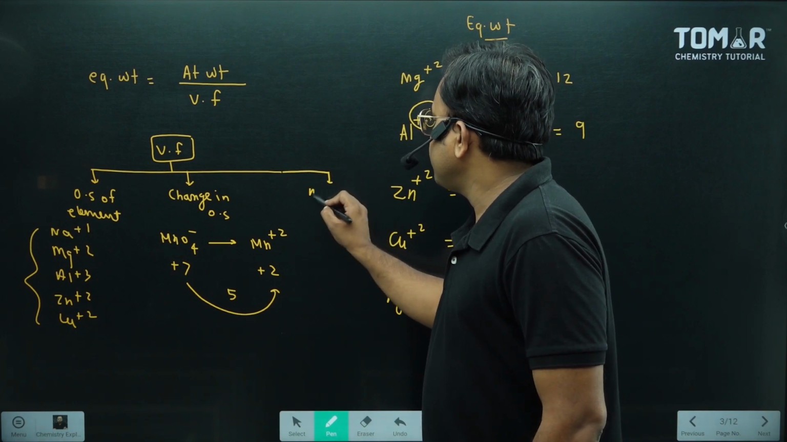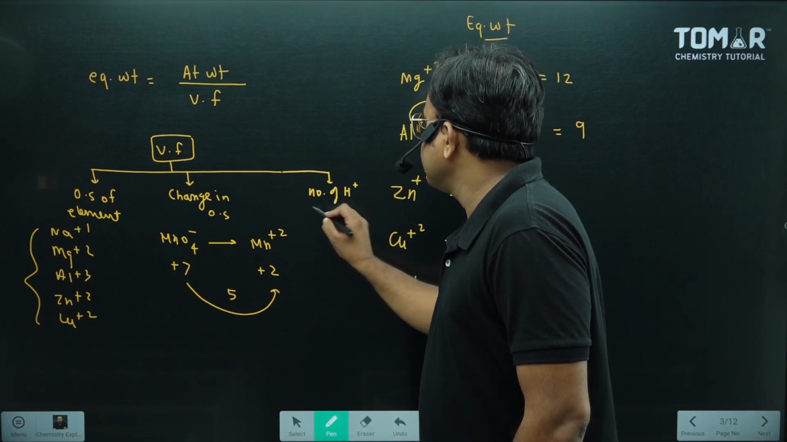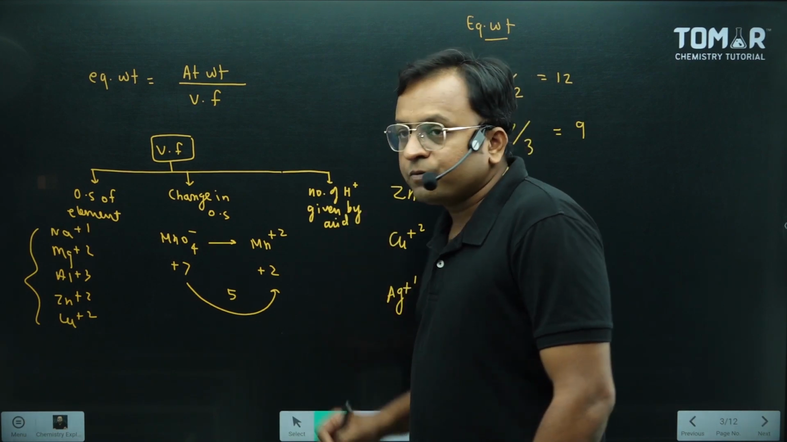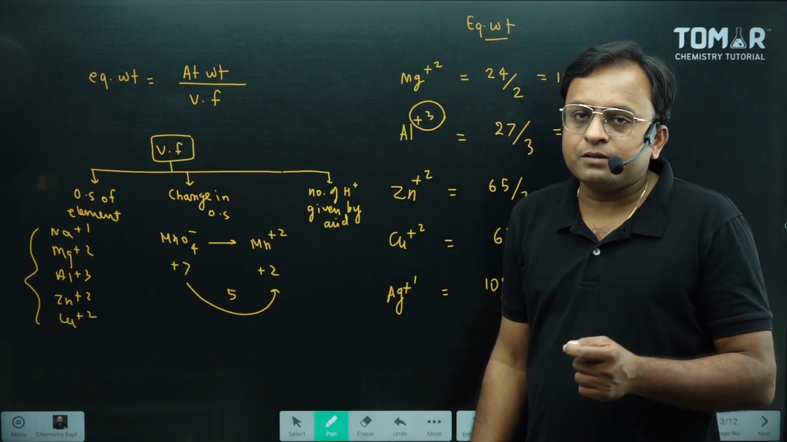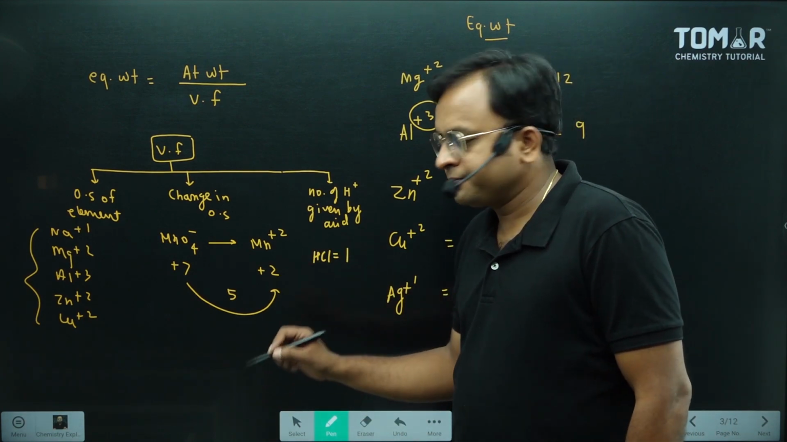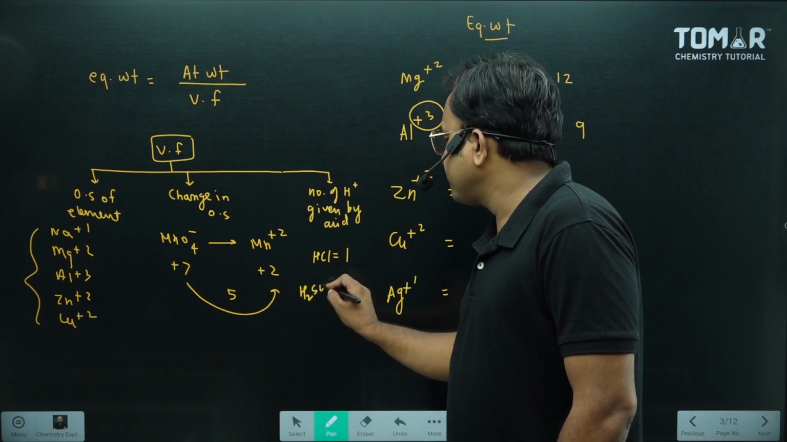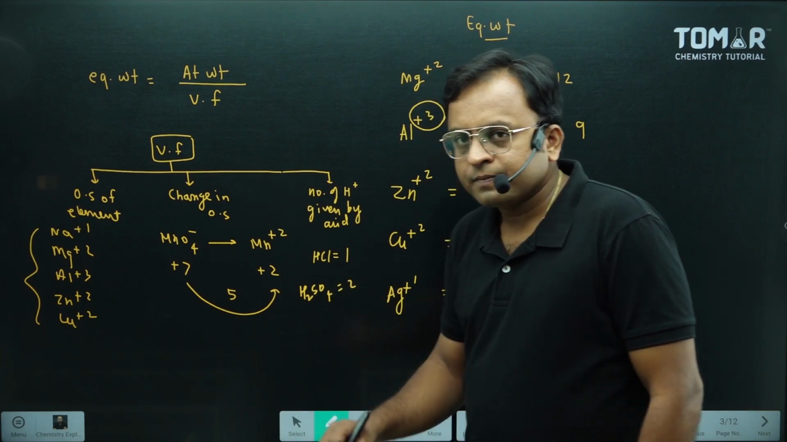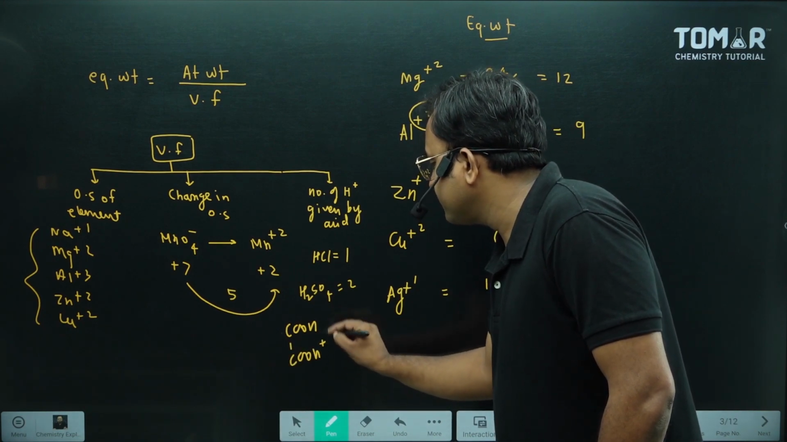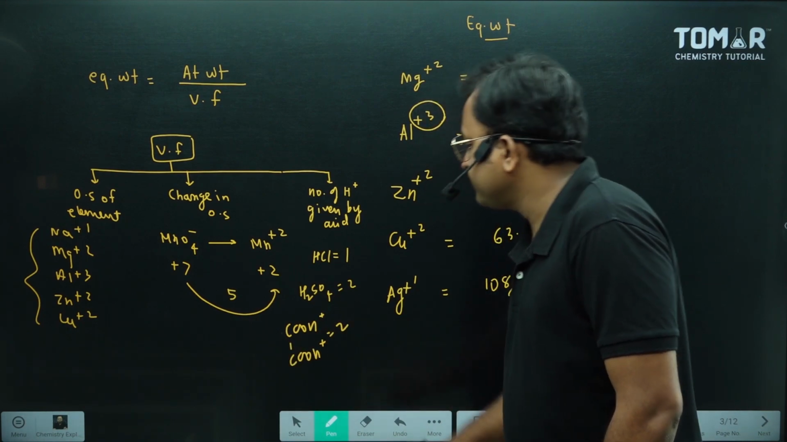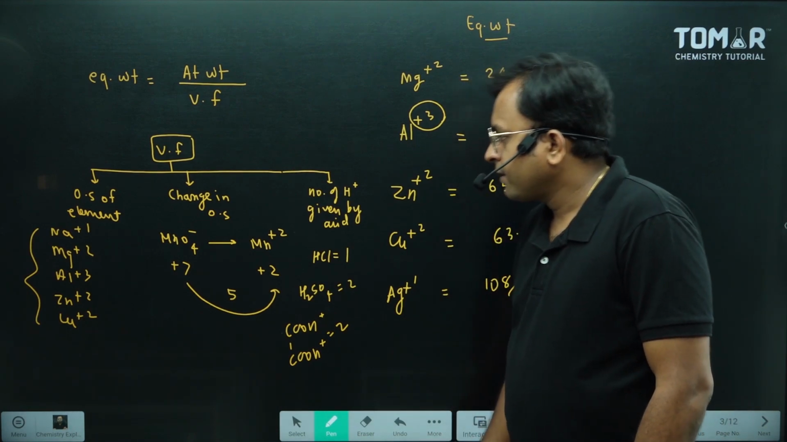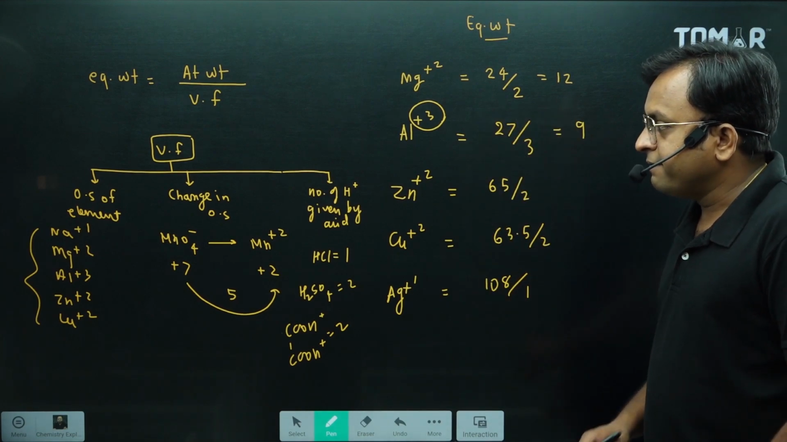Then, the number of H positive ions given by an acid or the number of OH negative ions given by a base is also called the valency factor. HCl has a valency factor of 1, whereas H2SO4 has a valency factor of 2. Oxalic acid, very important, has a valency factor of 2, it can give 2 protons. So now we can find the valency factor.